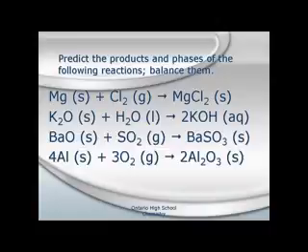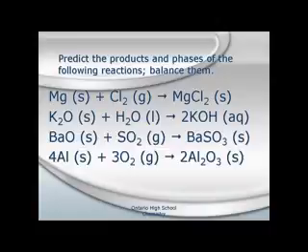The next one, we have barium oxide solid being added to sulfur dioxide gas. Here we have a metal oxide and a nonmetal oxide, so we're going to form a salt, an ionic compound, and the salt that we form here is barium sulfite.